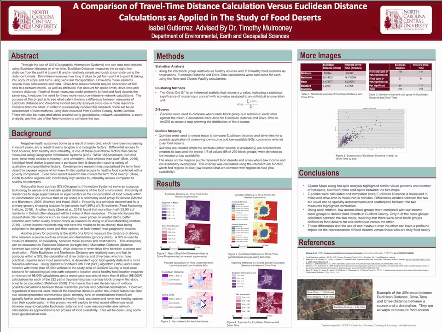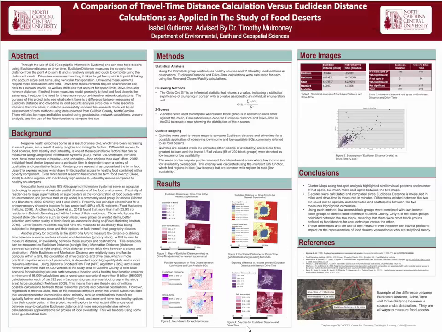Our findings were that the cluster maps using hotspot analysis highlighted similar visual patterns in number of hotspots, but much more cold spots between the two maps. Z-scores were calculated and compared, and since Euclidean distance is measured in miles and drive time is measured in minutes, there were differences that existed between the two, but they could not be spatially autocorrelated, and scatter plots between the two measures highlighted any correlation between the two.